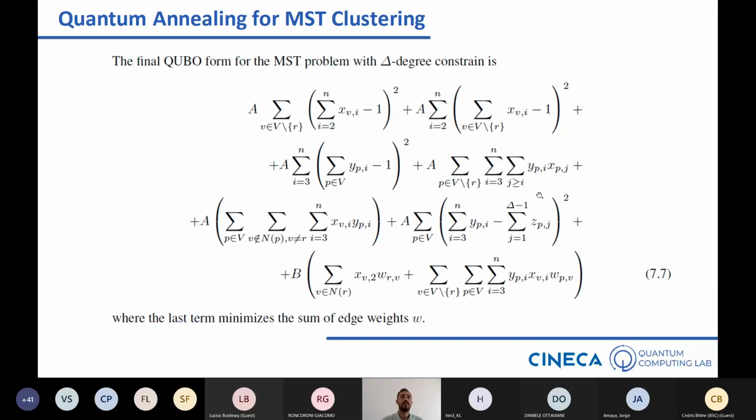Finally, the QUBO looks like this. We also have these other two terms, the last two terms. The last term is the actual minimization: you have to minimize the sum of edge weights, where the weights are these W's. The first five terms we have already seen before. This is the minimization of the edge weights.